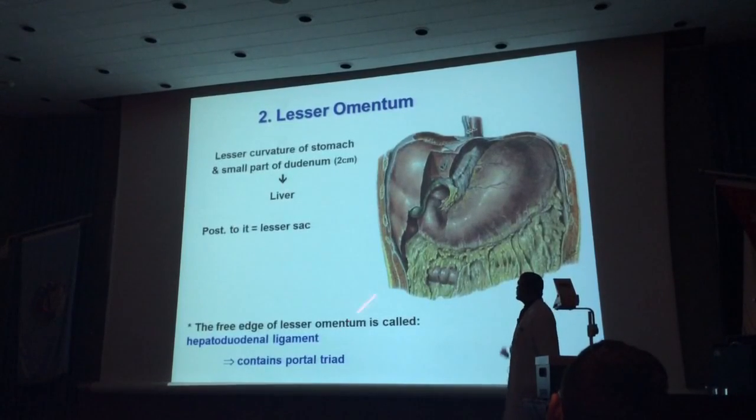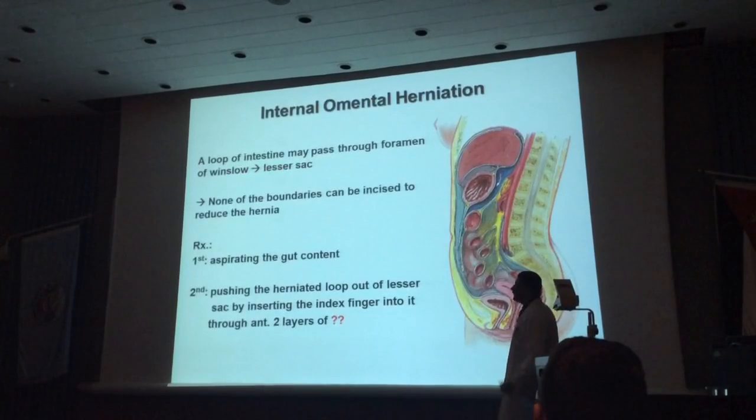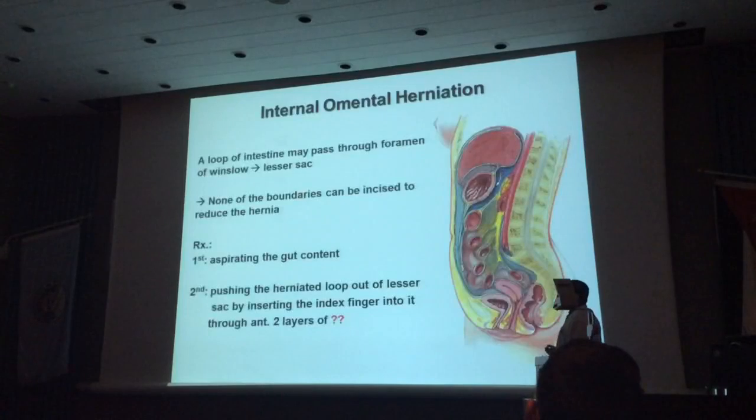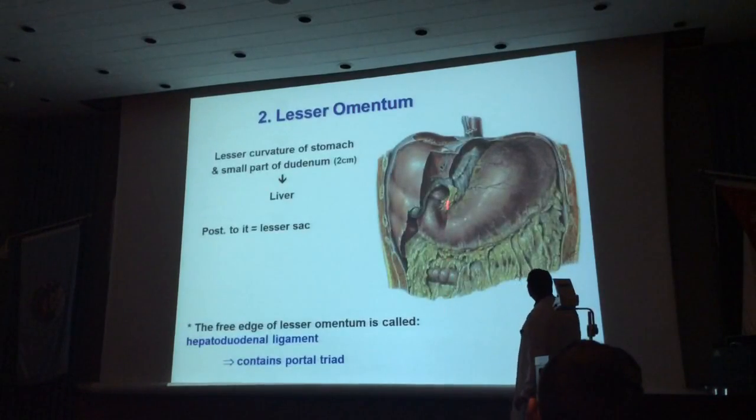Once it's there, because of the tight opening, it will become swollen. The loop of small intestine passing there will be swollen. So in this case, we will call it internal omental herniation: a loop of intestine passing through the foramen of Winslow into the lesser sac, or the omental bursa. None of the boundaries of the foramen of Winslow can be cut. You cannot widen it up from here. You cannot cut through the portal triad, you cannot cut through the inferior vena cava, so none of them can be cut. You cannot cut through the duodenum to widen, and you cannot cut the liver to widen this opening.